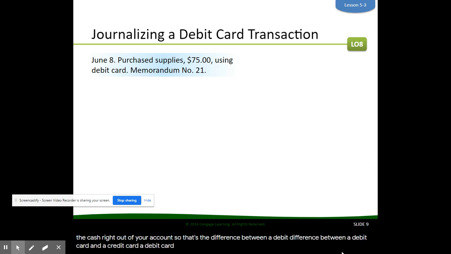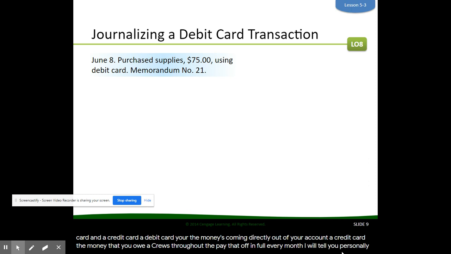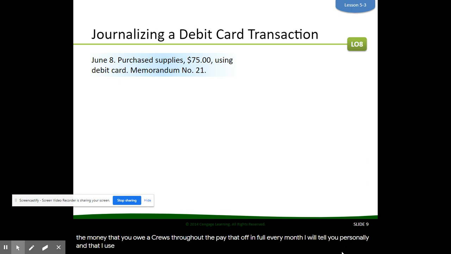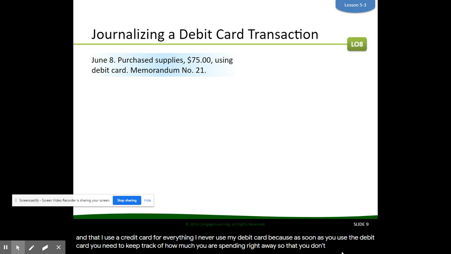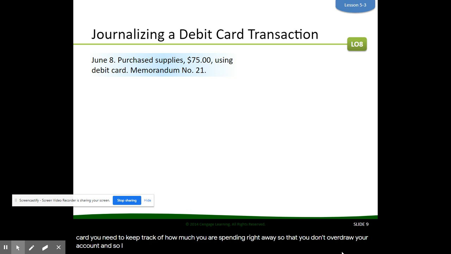A debit card, the money's coming directly out of your account. A credit card, the money that you owe accrues throughout the month, and then you should pay that off in full every month. I will tell you personally that I use a credit card for everything. I never use my debit card because as soon as you use the debit card, you need to keep track of how much you are spending right away so that you don't overdraw your account. And so I know that I won't keep track of every time I use my debit card.